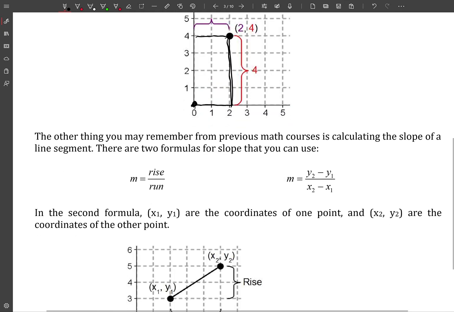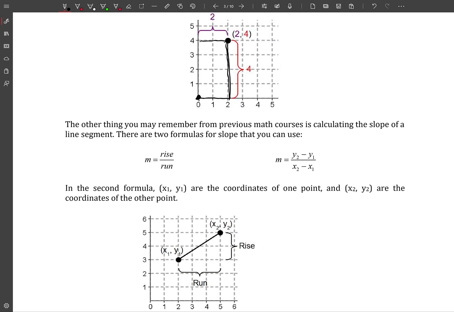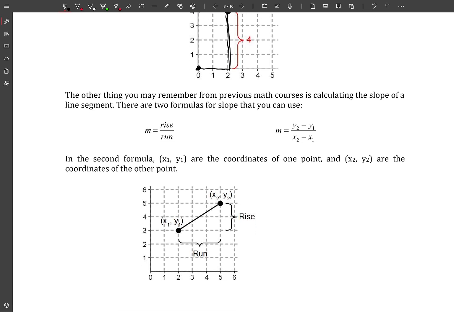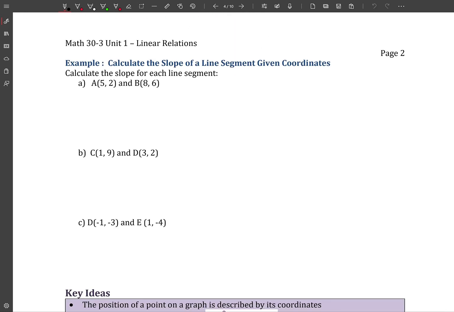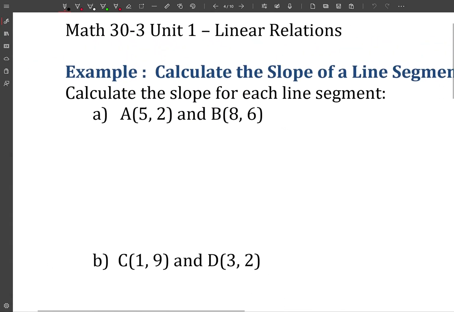All right. The other thing you may remember is how to calculate slope. There's two formulas that we can use, either rise over run or y2 minus y1 over x2 minus x1. So in the second formula, we use the coordinates of the 2 points in order to do it. I find the easiest way to see how this works is with examples, so let's dive right in. So we're just going to calculate the slope for each line segment.